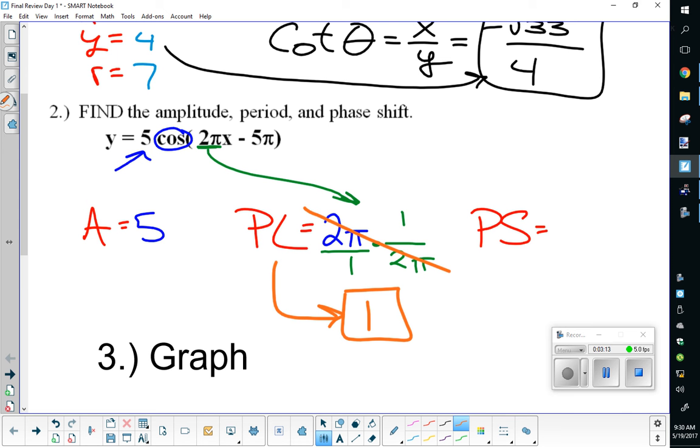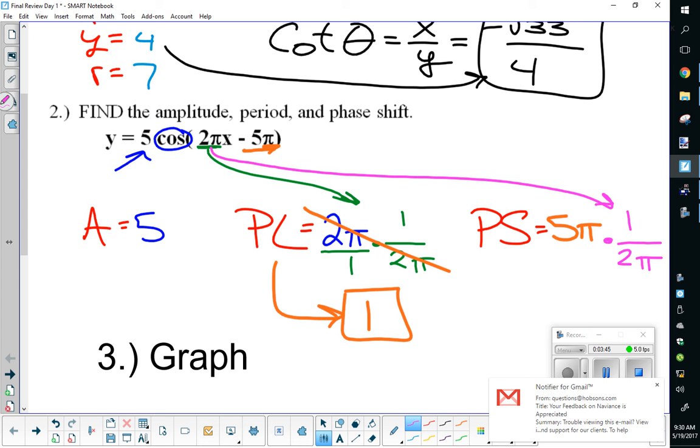Last thing is phase shift. Phase shift is the horizontal shift, and there's something in front of my parentheses. This was the confusing one. What do we start off with? Which direction did I shift, left or right? Right, because it says minus, so that takes me right 5 pi. We start off with that. And just like period length, we multiply by the reciprocal of whatever's in front of my x. So I'm going to multiply by 1 over 2 pi.